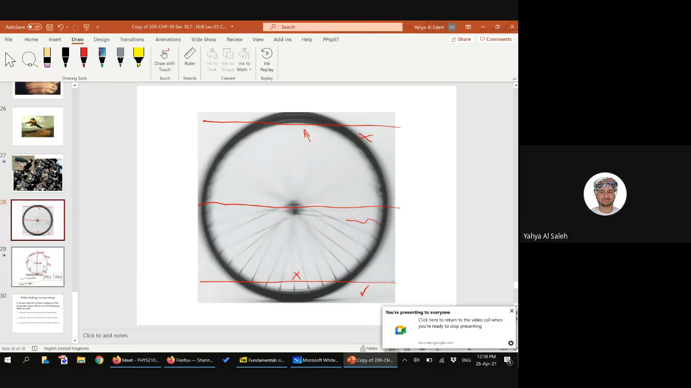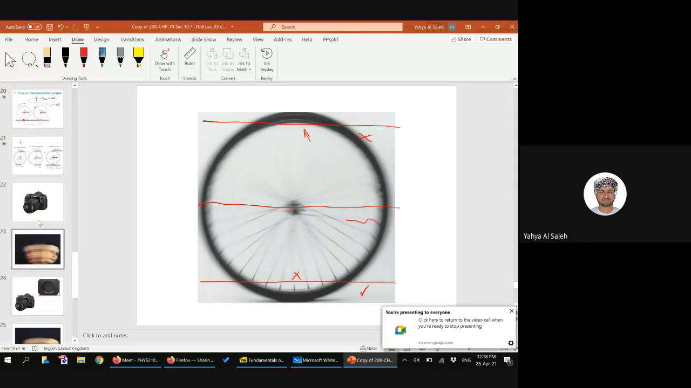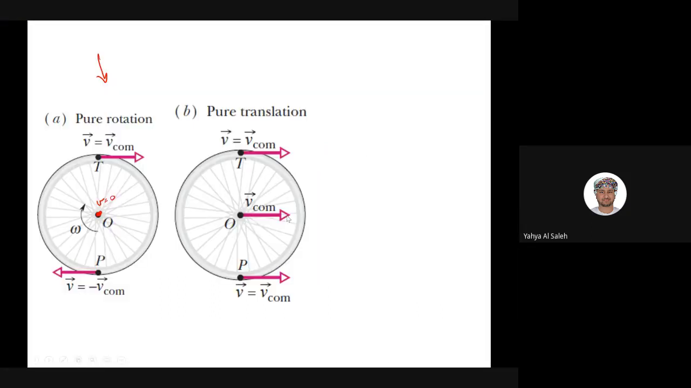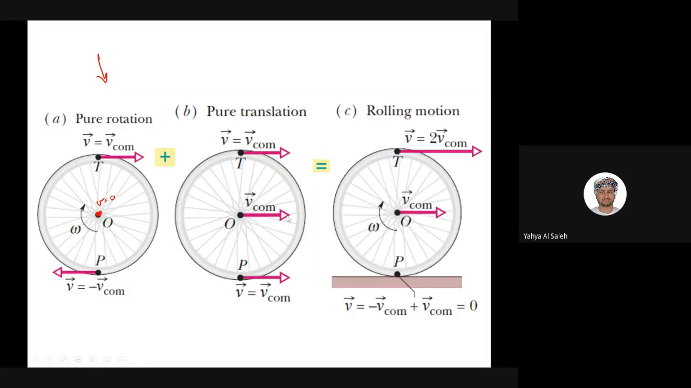Because we have different velocities for different regions of the same object. This is the key point here. And I think conceptually, out of all of chapter 10, this might be the most difficult thing to get your head around: how the same object can have different velocities at different speeds.